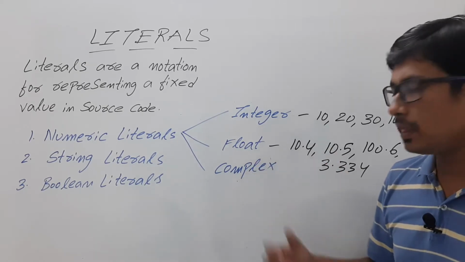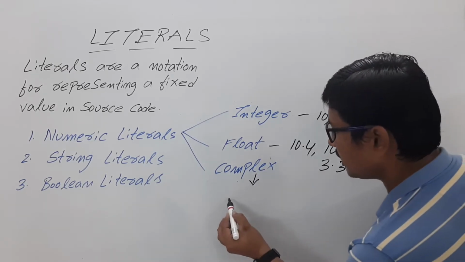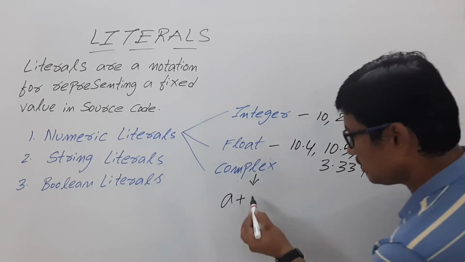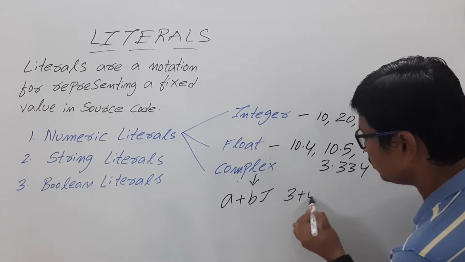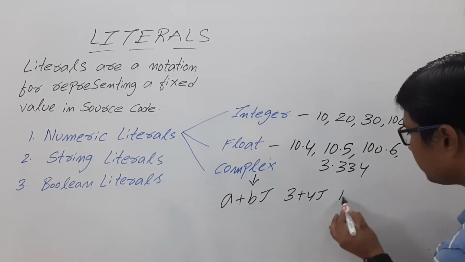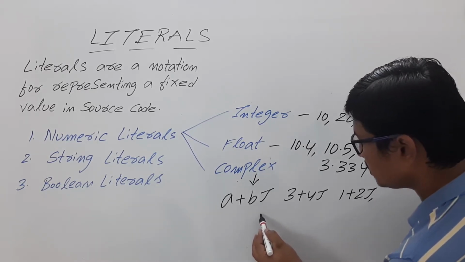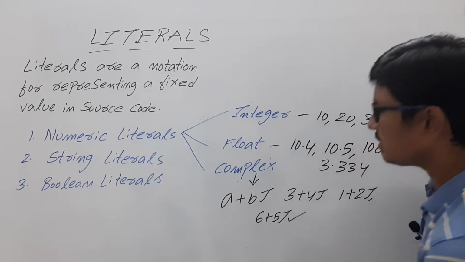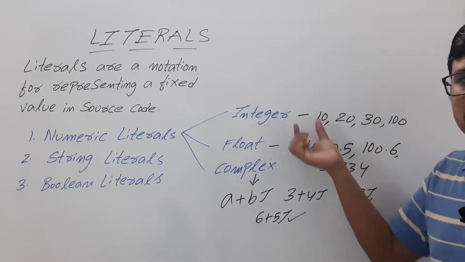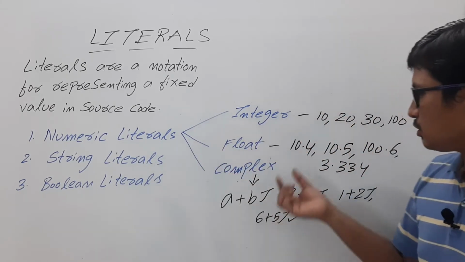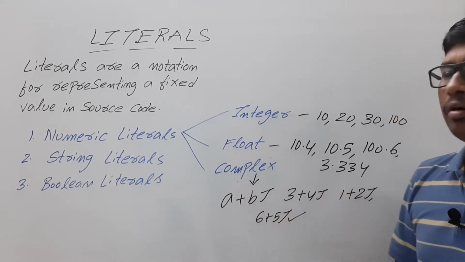Okay, is it clear? Now coming to the complex literals, you will have values in the form a plus bj. Suppose let's take that you have 3 plus 4j or 1 plus 2j. Okay, then let's take that you have 6 plus 5j, like that. These are the examples for the complex literals. So we have integer literals to represent the integer values, float literals to represent the real values, and the complex literal to represent the complex numbers.